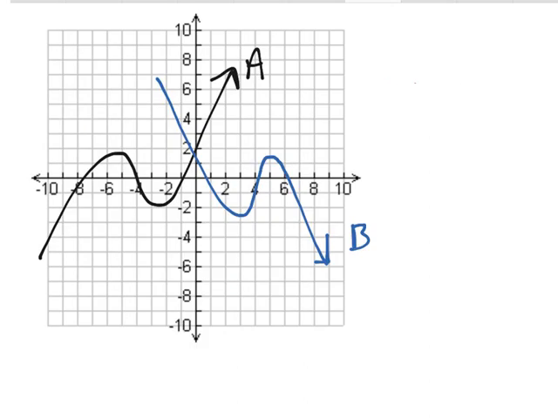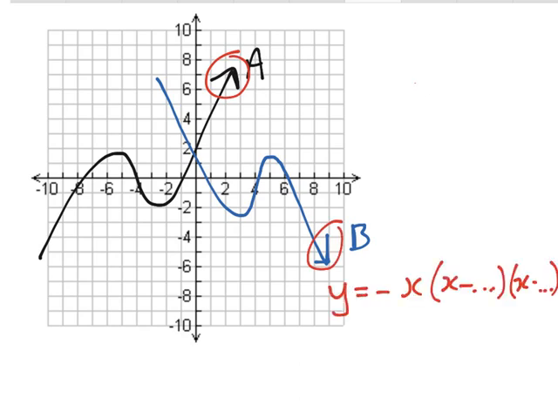So looking at these 2 graphs, can you tell which one has a negative cubic equation? Is it A or B? Look at the tail end on the right. The one that is going down will have the negative equation. So it could look something like that with a negative at the front.